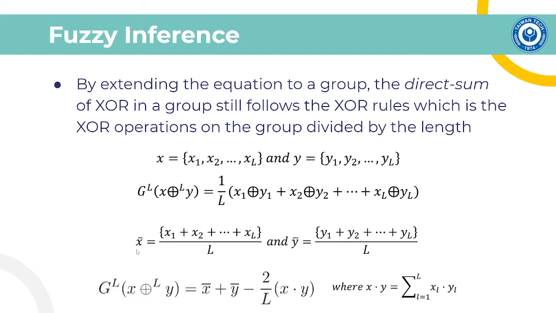So if we simplify the mean of the element, which is the sum of the x and y divided by L, we can generate a function to simplify the sort operation between the x and y, which is the mean of the x plus mean of the y minus 2 divided by length of the element, and then multiplied by the dot product between the x and y, where the dot product is just a multiplication between each element in the x and y element.